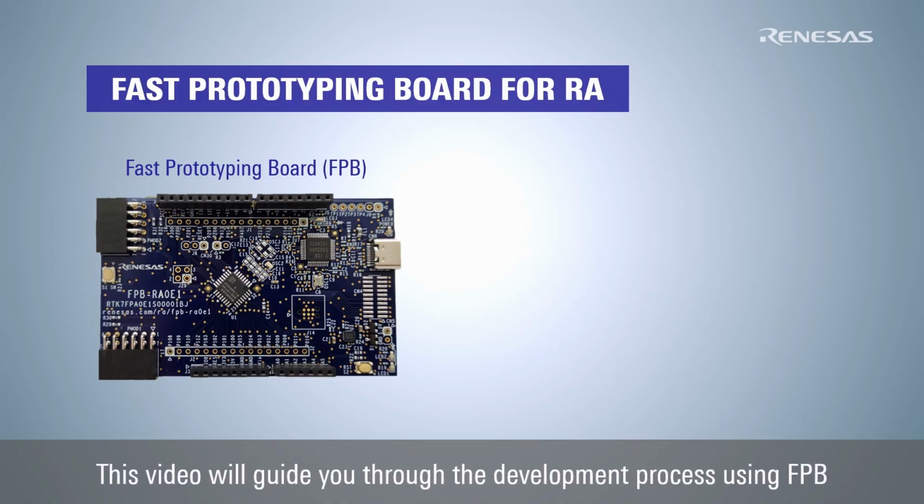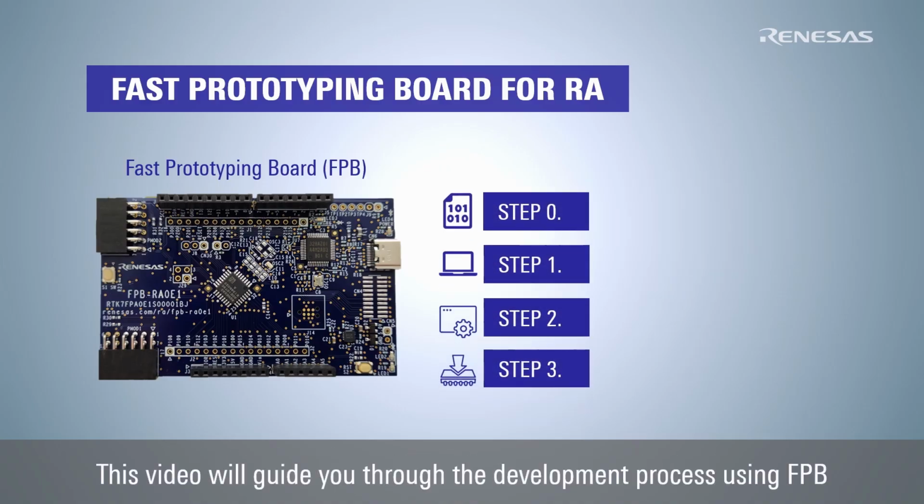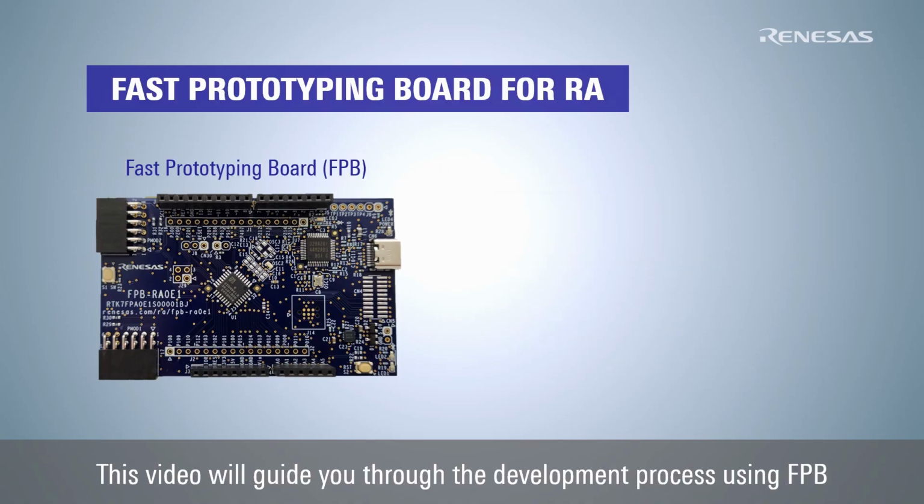This video guides first-time users of the RA family through the initial behavior of the program preloaded on the board at shipment, and the steps of installing the software development environment, generating a new project, and checking the operation to develop software using the Fast Prototyping Board. This video uses the FPB RA0E1 as an example for explanation. Basic operations are the same for other fast prototyping boards as well.